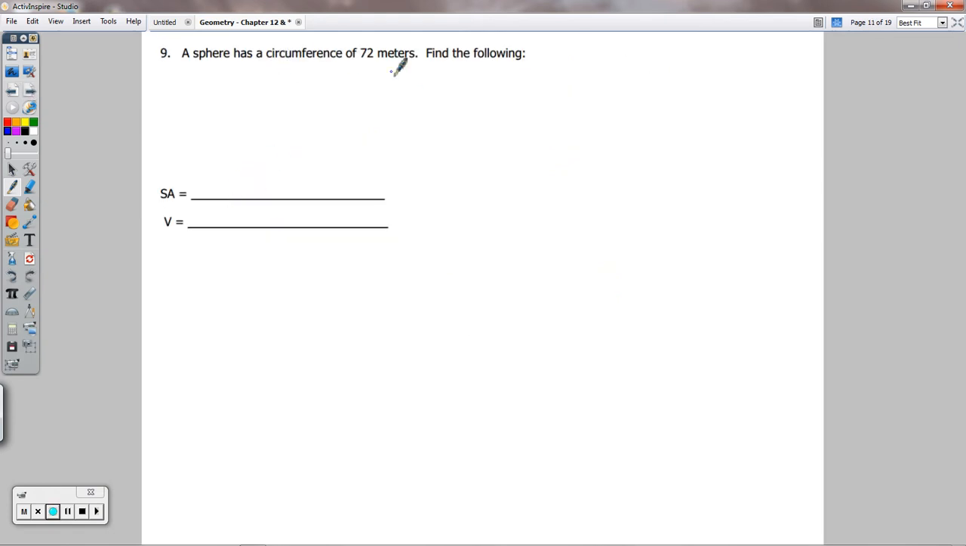Number 9. A sphere has a circumference of 72 meters. Find the following. We're going to find the surface area and volume. So the sphere, if it has a circumference, that's this great circle part, all around from there, wrapping all the way around to there. We're saying this part right here, wrapping around. That circumference is 72 meters.